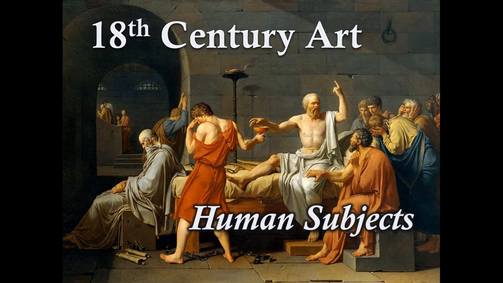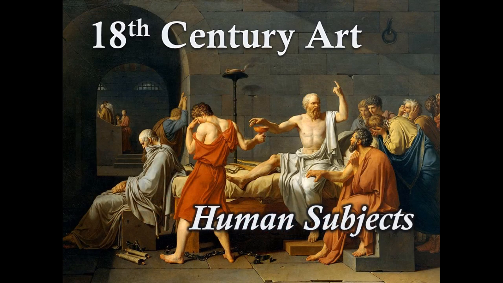18th century art tended to be dominated by human subjects. For example, this is Jacques-Louis David's painting of Socrates. Now, Jacques-Louis David was a neoclassical painter, which was very popular in the 18th century, a result of the Enlightenment. This is the same guy that painted Napoleon, several pictures of him, the most noted being of Napoleon crossing the Alps. He also painted the death of Jean-Paul Marat. The Enlightenment was all about people, and the art of the Enlightenment was also all about people.